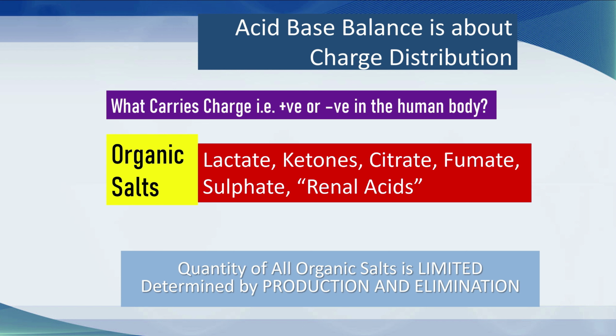The quantity of all organic salts is limited and determined by production and elimination. And the production is continuous for all of these different negatively charged compounds. But the elimination is just as fast. So if the liver is working and the kidneys are working, you can't really measure ketones or lactate in the blood because the stuff is being processed so fast by the body. When the body becomes diseased, suddenly the level of these anionic compounds increases, and that manifests as metabolic acidosis.